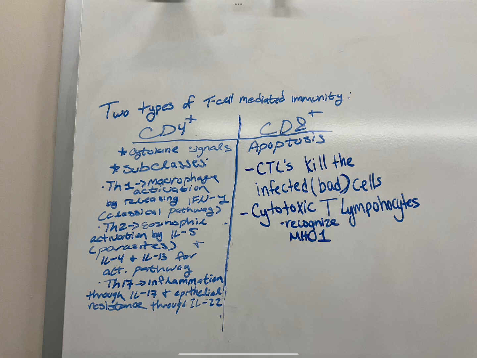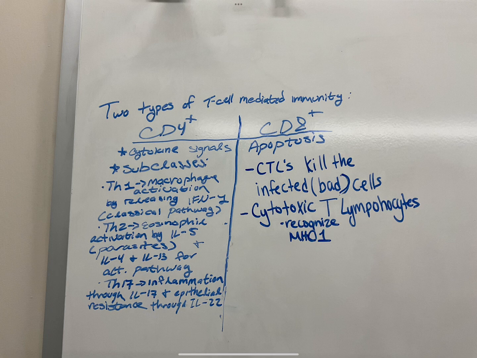What are the subclasses and their roles in cell-mediated immunity? The subclasses of CD4 lymphocytes are T helper 1, which has a role in macrophage activation by releasing interferon gamma. This is known as the classical pathway of macrophage activation, and it also releases interleukin-2, which aids with inflammation.